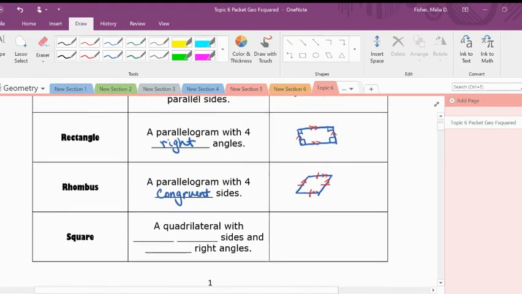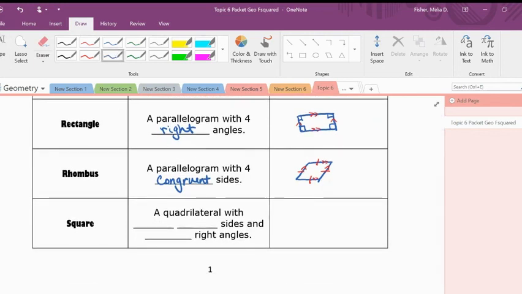And then a square is a quadrilateral with 4 congruent sides and 4 right angles. So all of the sides are congruent and all of the angles are 90 degrees. These should not be new shapes for you. This should really be a review with some actual definitions.